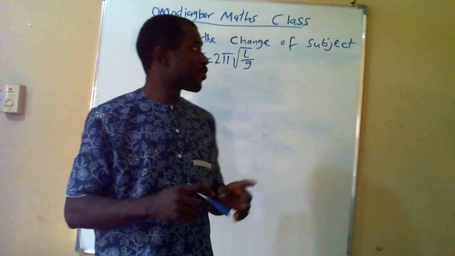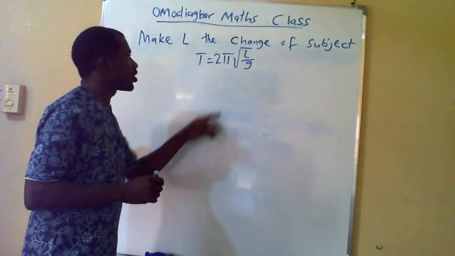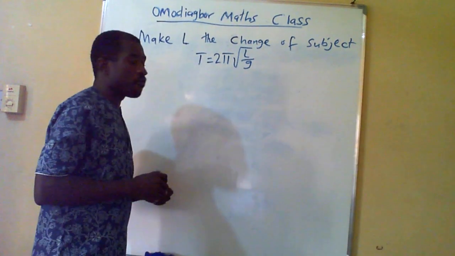Today we have a problem to solve. The problem is: T is equal to 2π square root of L over g.